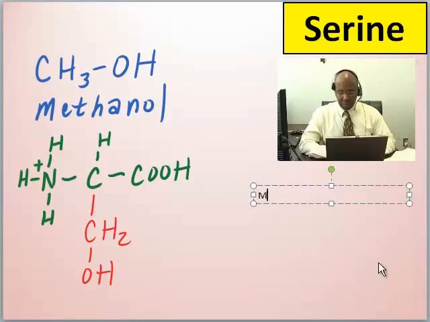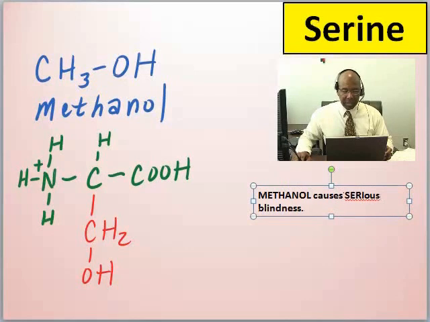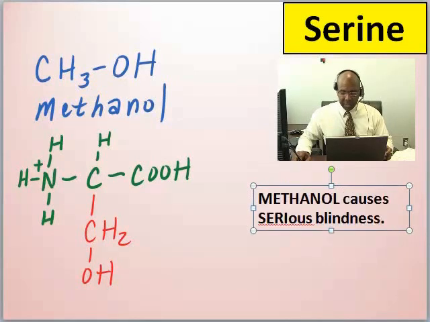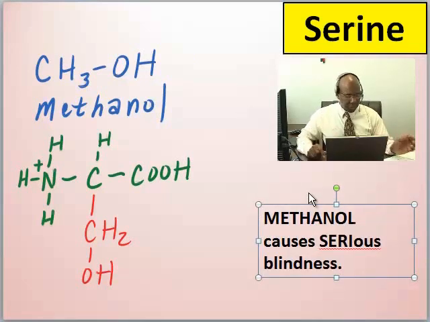And you can just remember methanol causes serious blindness. Methanol causes serious blindness. So let's just make that a little bigger so we can always see that. So if you can remember this statement, you'll always be able to associate methanol with serine.